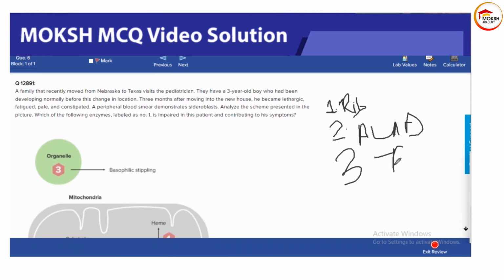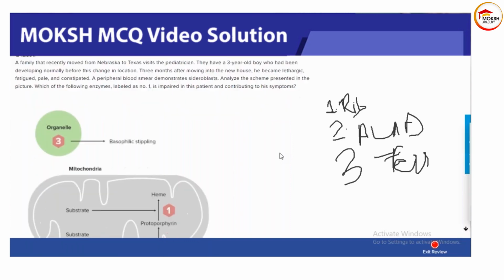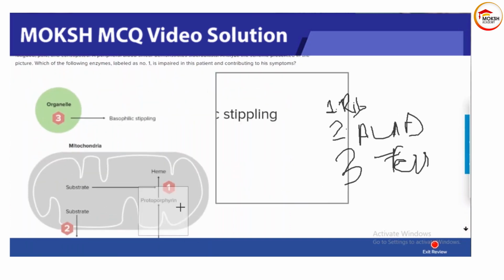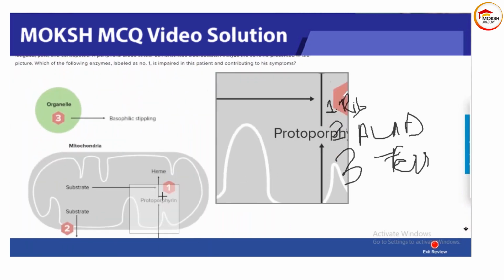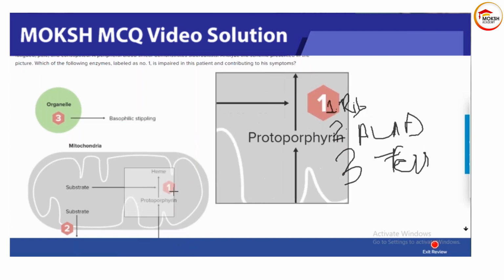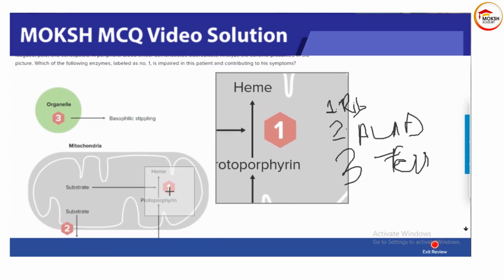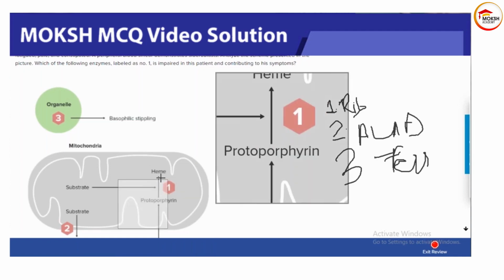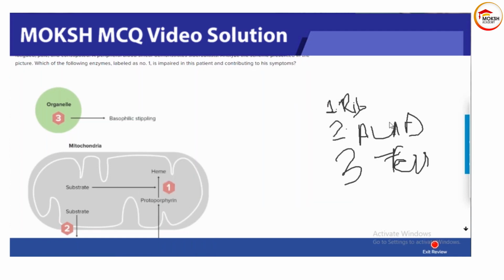Now in this question they're specifically asking what is enzyme number 1, labeled in this figure as number 1. There are 3 enzymes that are dysfunctional in lead poisoning, and they're asking which one is enzyme number 1. So ferrochelatase is the enzyme which is located at position 1.